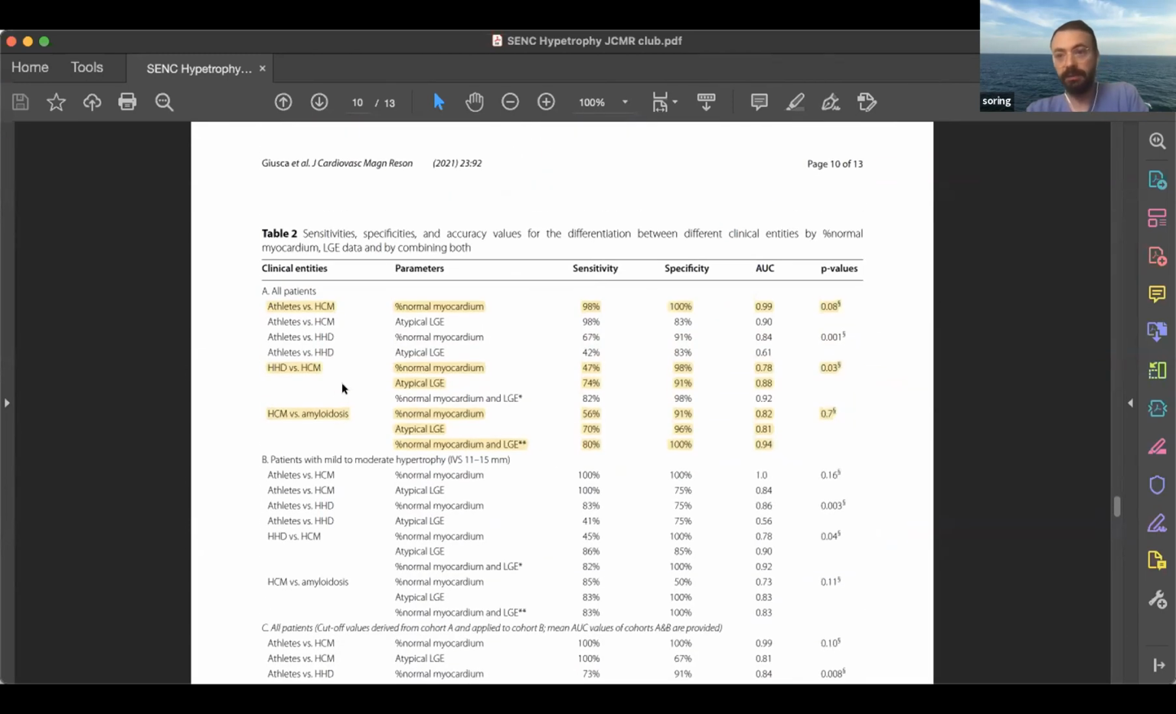A combination between atypical late enhancement and normal myocardium was excellent in differentiating almost all these 4 groups separately: between hypertrophic cardiomyopathy and hypertensive heart disease, as well as athletes and hypertrophic cardiomyopathy, in the entire cohort, and also when only focusing on patients with mild moderate hypertrophy.